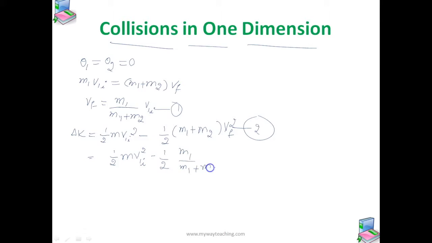(m1 plus m2) square, this is also square, and this one (m1 plus m2). So we can write it as half m1 v1 square minus, this one and this one get cancelled, half m1 square v1 square by (m1 plus m2), isn't it?